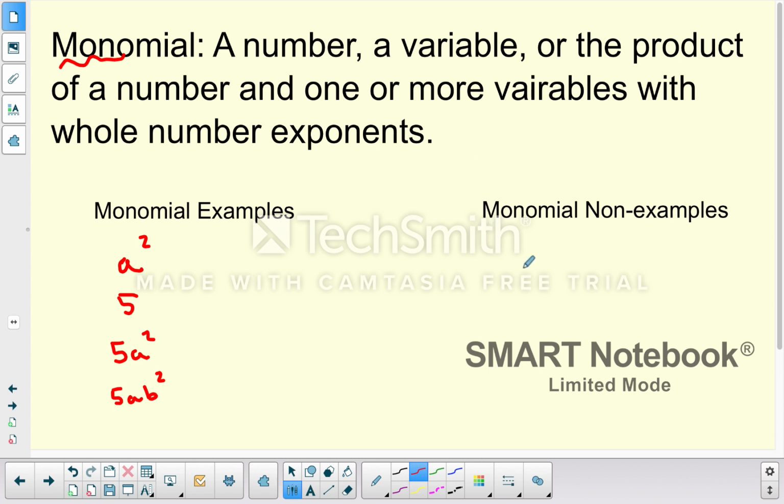So the other thing that we can do is we can look at non-examples. So something like this, 5 plus a, that would not be a monomial because you're looking at a sum now. It changes. So this is actually two terms when you have an addition sign. These are all one term over here. Another non-example would be 1 over a, you can't have the variable on the bottom. And likewise, a to the negative 1. The reason for that is that would actually turn into a fraction.